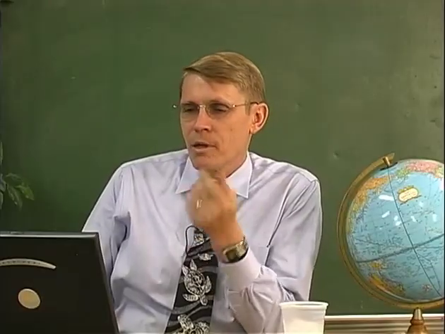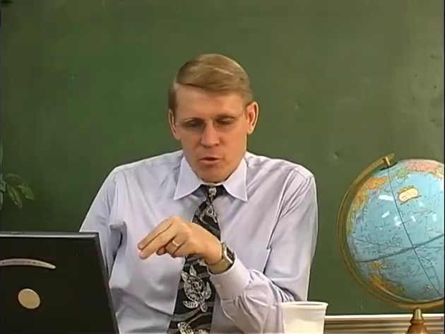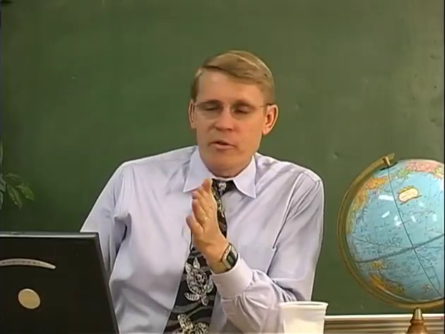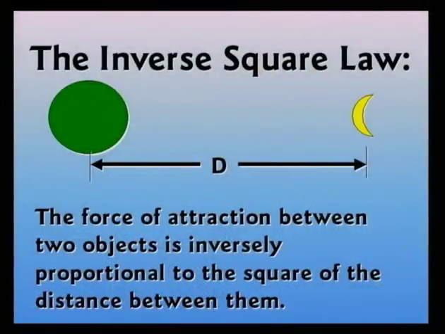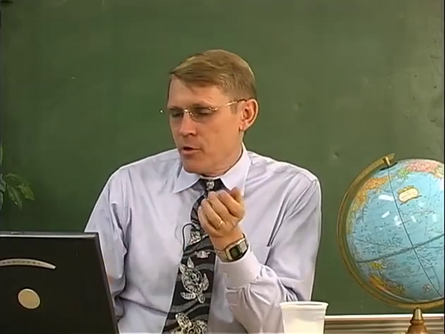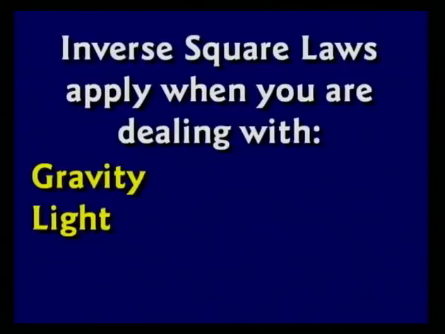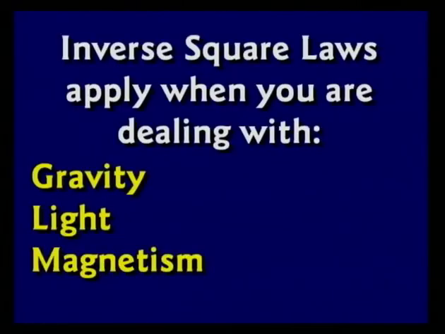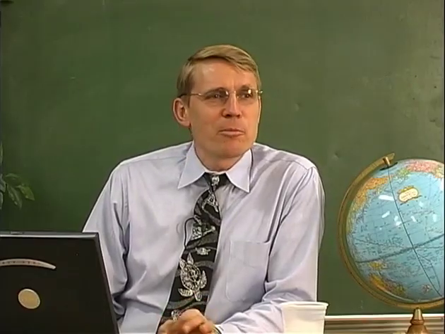Inverse square law says the force of attraction between two objects is inversely proportional to the square of the distance between them. So if I brought the moon back to 1/3 the distance, you'd inverse it, flip it over, and square it. 9 times the gravitational pull. Inverse square law applies when you're dealing with gravity, with light, with magnetism, same thing. How strong is the magnet? It's inversely proportional to the square of the distance between the two magnets, and it works with girls. When the distance is halved, the force of attraction is quadrupled.